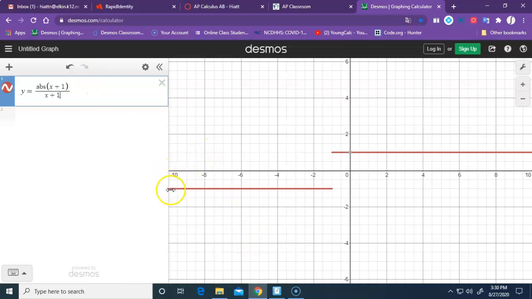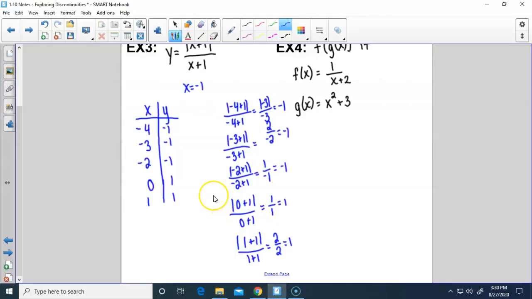For all of our x values below -1, our answer is -1. For all of our x values above -1, our y value is positive 1. So we have this jump in the graph right here. Since this is a jump in the graph, we would say that this is a jump discontinuity, which is non-removable.